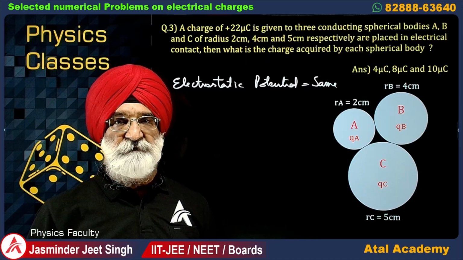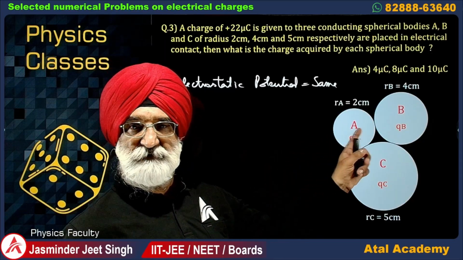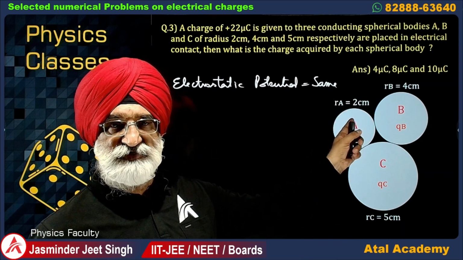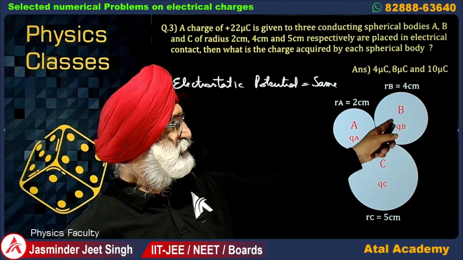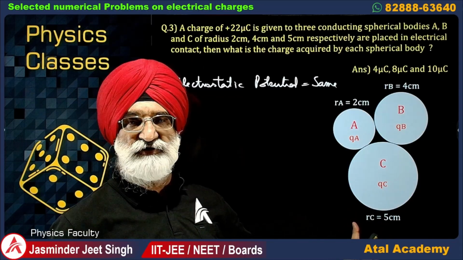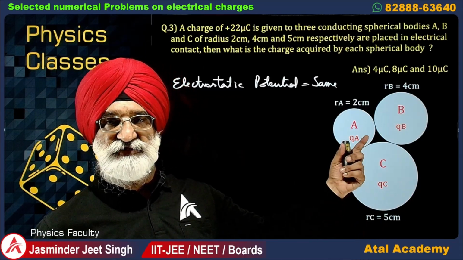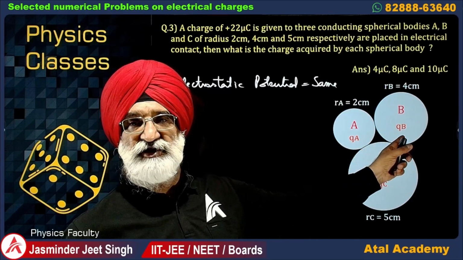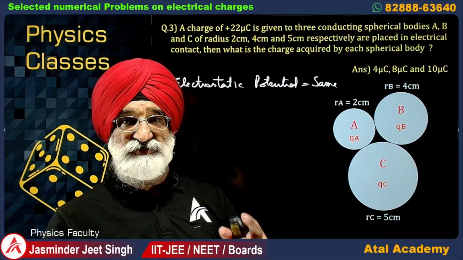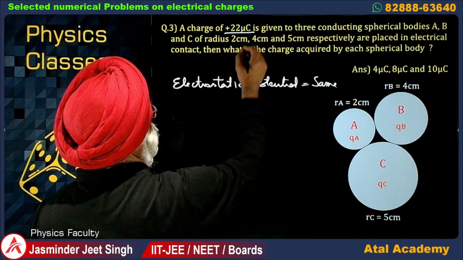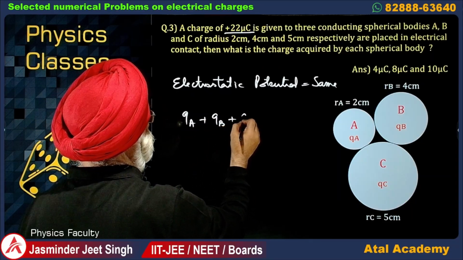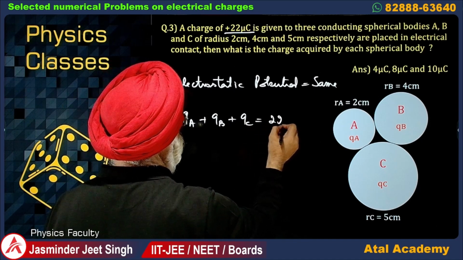Let the 3 spheres be A, B and C as is given in the numerical. A has got a radius of 2 cm which is smallest among the 3. B has a radius of 4 cm and C, largest among the 3, has got a radius of 5 cm. Let the charge acquired by A be QA, the charge acquired by B be QB and the charge acquired by C be QC, so that the sum of the 3 charges is plus 22 microcoulomb. That means QA plus QB plus QC will be 22 microcoulomb.